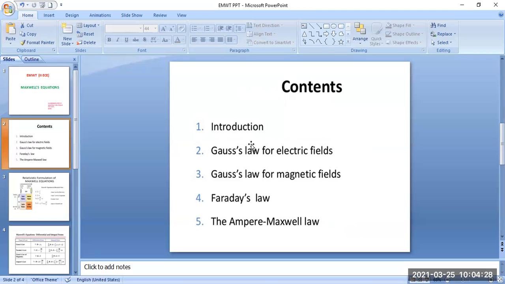Gauss law. What is Gauss law? Gauss law states that the net electric flux passing through any closed surface is equal to the total charge enclosed by that surface. That is called the Gauss law.